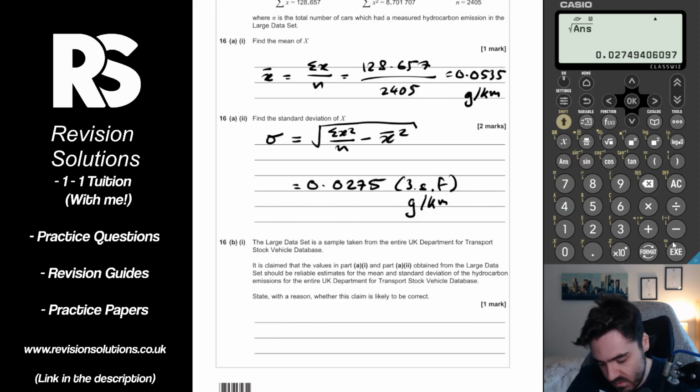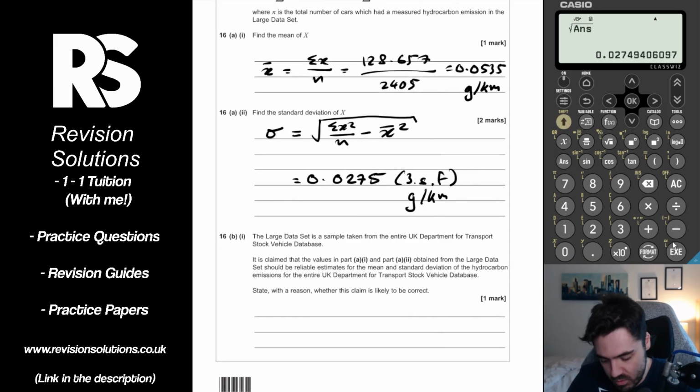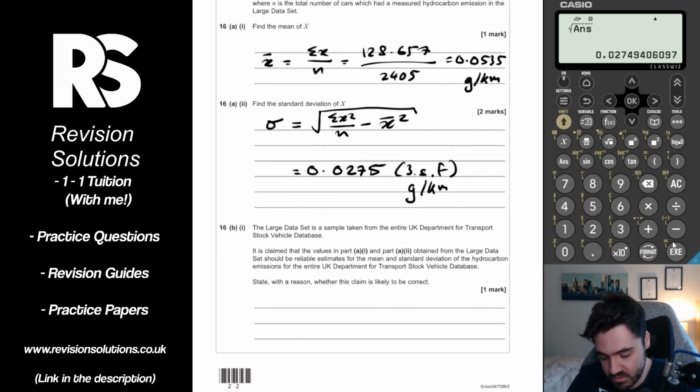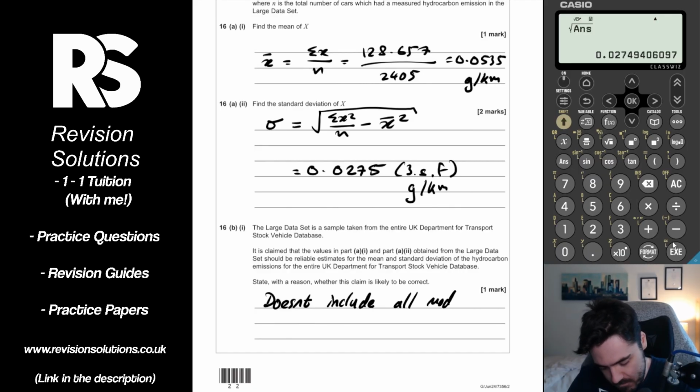So it's not going to be correct because our large data set, if we know, doesn't include all the models of car. So not correct, or not likely to be correct, we should say. The chance it could be.